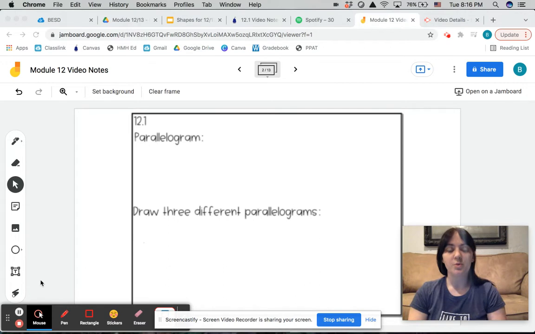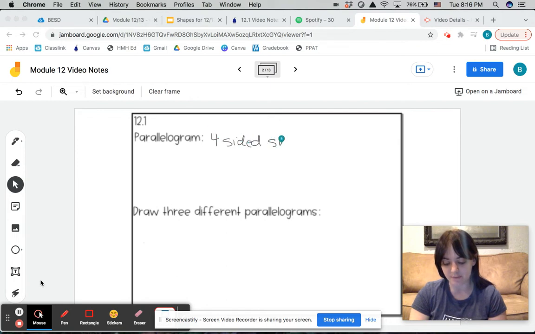So 12.1 is all about parallelograms. A parallelogram we talked about in the hands-on task. The definition of a parallelogram is a four-sided shape with two sets of opposite parallel lines.